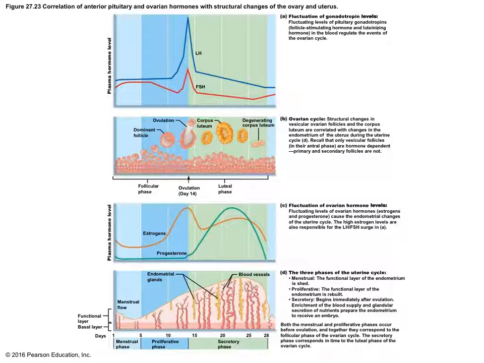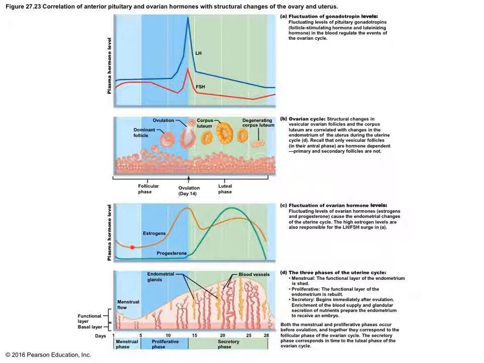So let's compare the events of the ovarian cycle with those of the uterine cycle, because there's a correlation, of course. Now, pituitary gland hormones are driving the events of the ovarian cycle, and that produces fluctuating levels of ovarian hormones, which drive the events of the uterine cycle. So this is all related.